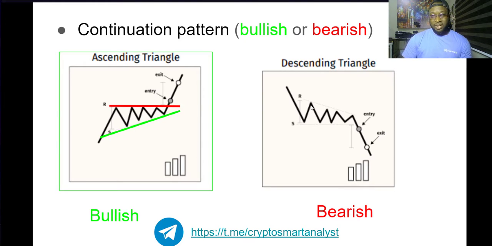Descending triangle is just the reverse, where your support is a horizontal line and your resistance is coming downward, that is, your resistance is getting reduced. That is what we call the lower low, higher high. So this is it. We have a resistance at R. Like I said, R is resistance, S is support. So we have a support. Support can be horizontal, it can be a slanted straight line, or it can be a curve. So you need to know how to identify your support.